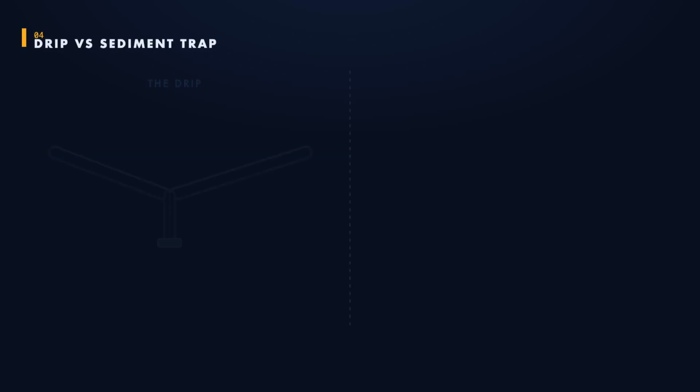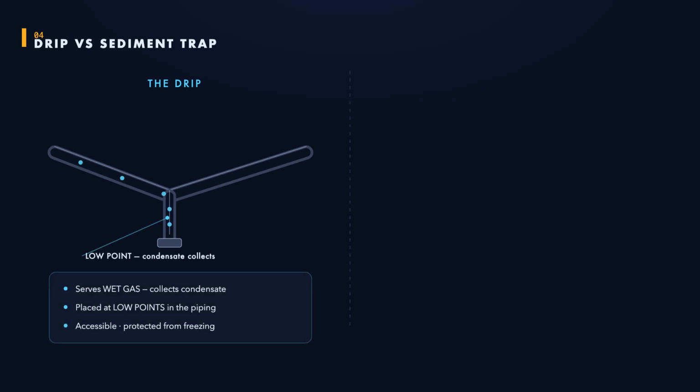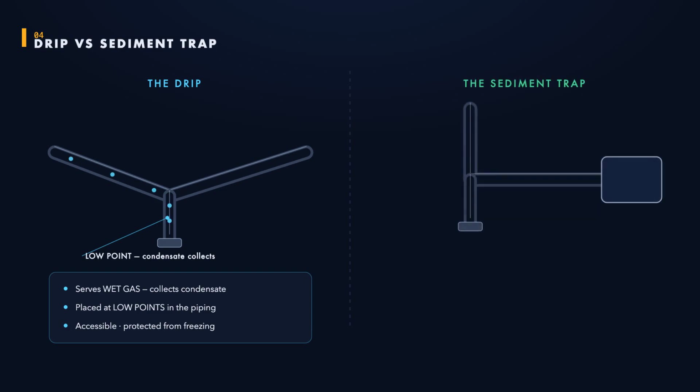Now, do not confuse a sediment trap with a drip. A drip is a container placed at a low point in a piping system to collect condensate, and it belongs where wet gas makes moisture a concern. It has to stay accessible, and it has to be protected from freezing.